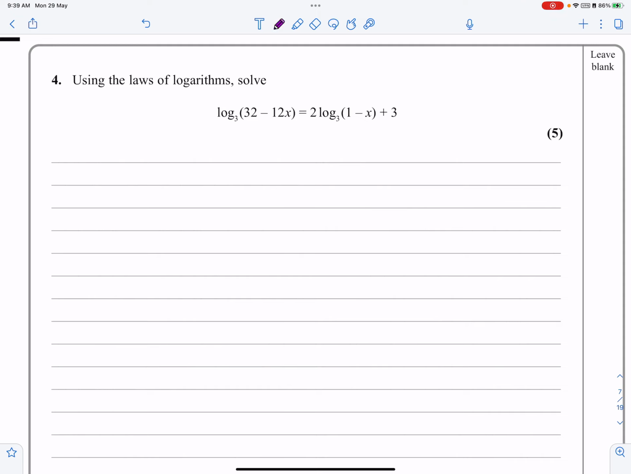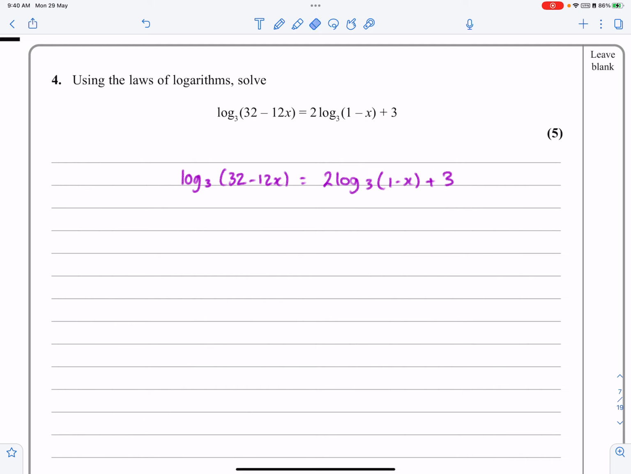So we've got log to the base 3 of 32 minus 12x is equal to 2 log to the base 3 of 1 minus x, plus 3. A number of different ways you can approach this if you'd wanted to. I'm not going to do this, but you could turn that 3 into a log to the base 3 evaluation, and then you've got all log to the base 3s and try and tidy those up. I'm going to do something similar, but not exactly the same.